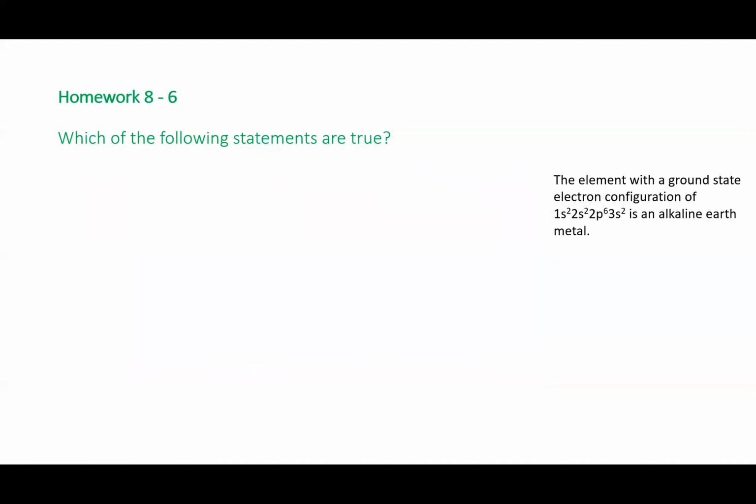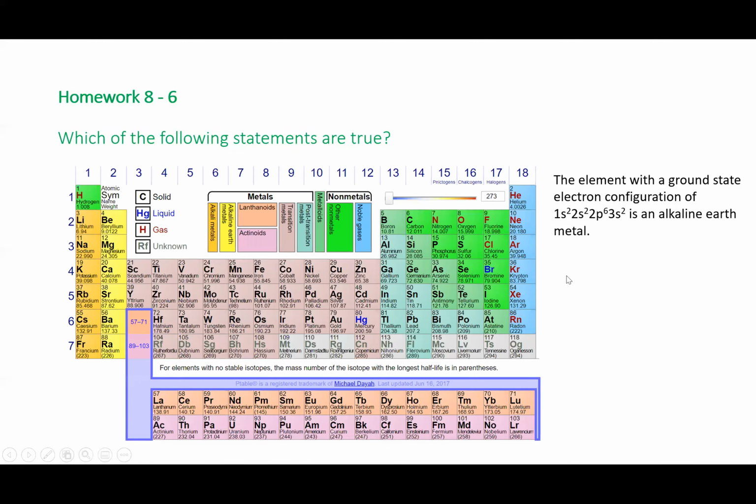So next we have the element with the ground state electron configuration of this is an alkaline earth metal. So let's take a look at the periodic table and locate where the alkaline earth metals are. And they are here, group 2. So anything with an electron configuration that ends here is an alkaline earth metal. So let's take a look. So you have 1s2, 2s2, and then 2p6, and then 3s2. So you end at magnesium. So yes, because it is in this group, it is an alkaline earth metal. So the statement is true.